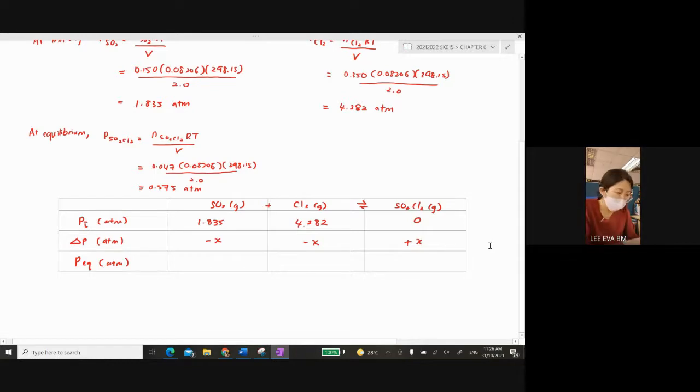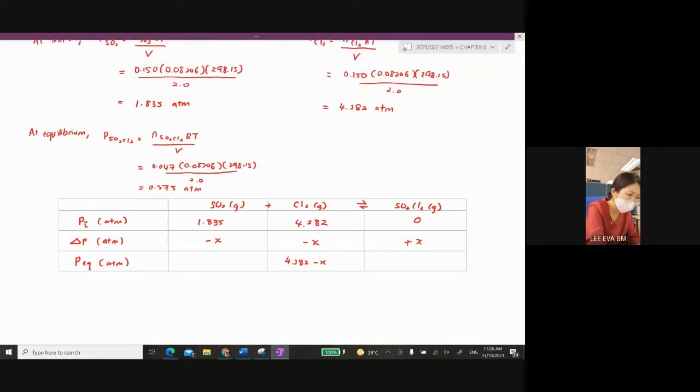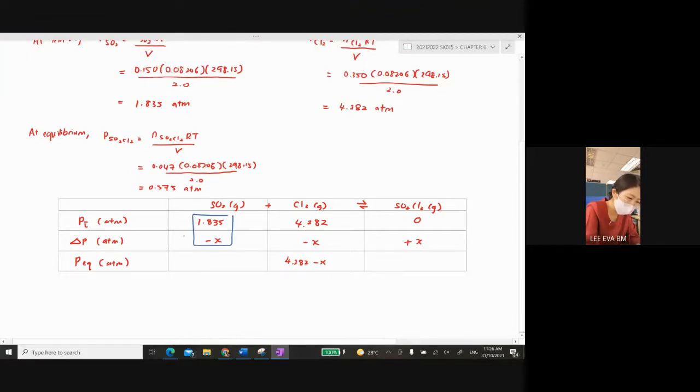Okay, and then equilibrium partial pressure, you just add them up together. 1.835 minus x, 4.282 minus x. Okay, Madam rasa ada orang yang confused macam mana nak dapat equilibrium concentration, Madam tunjuk contoh. So this one plus this one add together give you the equilibrium concentration, and so on. So of course, at your products over here, 0 plus x give you the value of x. Siapa yang confused dekat part sini, please correct your misconception ya.